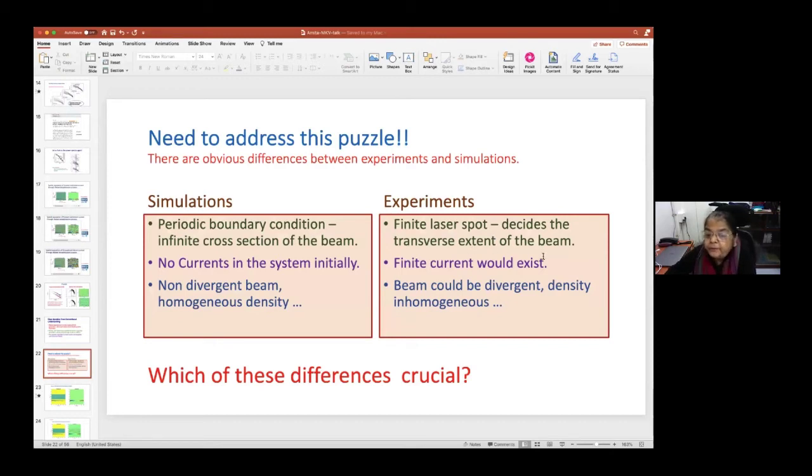There could be finite currents, because plasma has, after all, a certain inductive time. So this will not be instantaneous, and there will be a certain imbalance in current. The beam could be divergent. The plasma density could be inhomogeneous. So after all, which of these differences are crucial? That was our question.